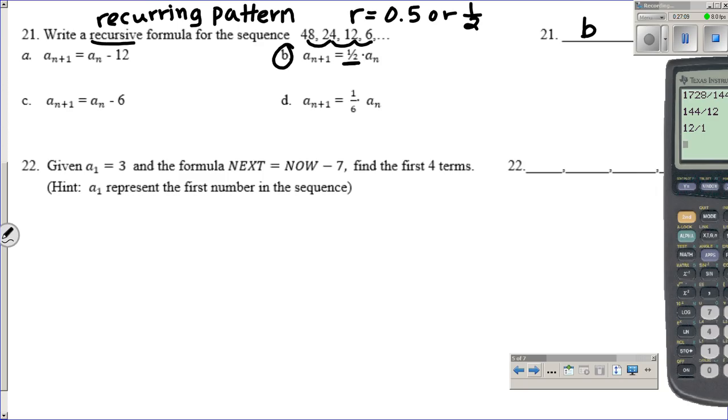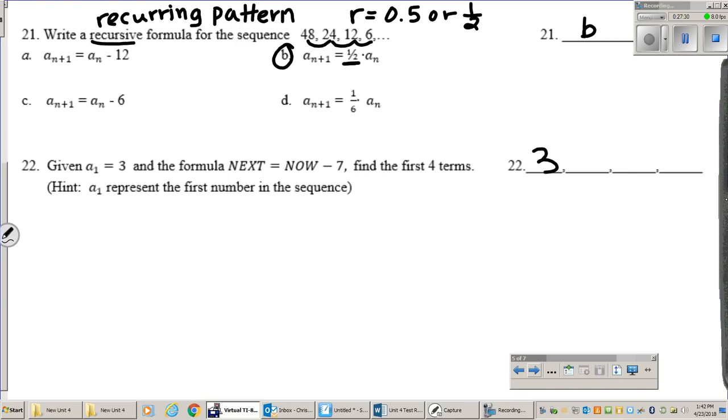Okay, for number 22, it says we're given a sub 1 equals 3. Remember, that just means the first term. So the first term in the sequence equals 3. The formula: next equals now minus 7. Find the first 4 terms. Hint, a sub 1 represents the first term in the sequence. So you're going to start off with the 3 because that's the first term in the sequence.